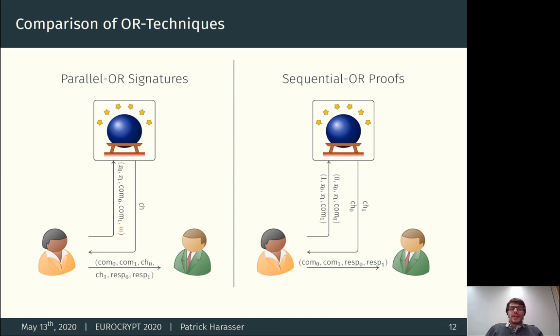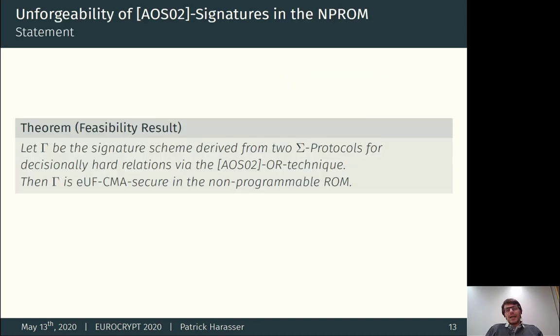And now recall that the next step in the definition of a signature scheme out of the protocol on the left was to simply append the message to be signed to the random oracle query. And the interesting observation here is that we can actually do the same thing with the protocol on the right-hand side. So we can obtain a signature scheme by just appending the message to be signed to the two random oracle queries. And the natural question now is whether maybe this sequential OR signature scheme has a security proof in the non-programmable ROM. And our second contribution is to show that this is indeed the case. So we can prove unforgeability without needing the reduction to be able to program the random oracle.